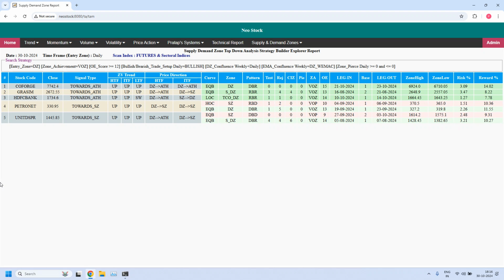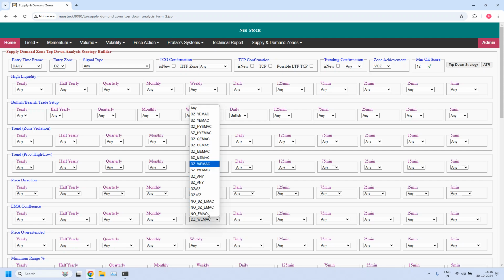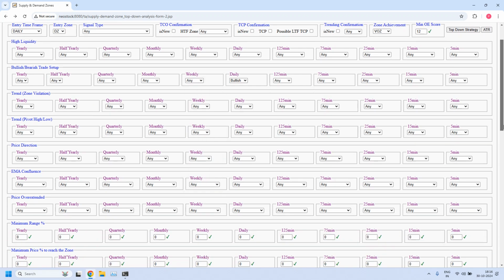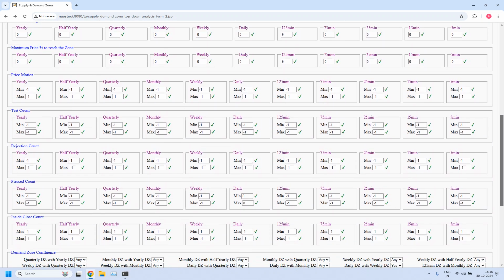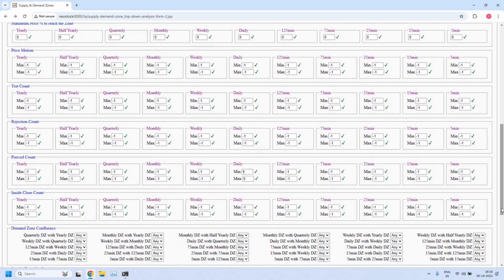Okay, next high probability setup, LTF, ITF, HTF confluence. So removing EMA filter, LTF, ITF, HTF. That means the daily zone should be part of weekly, and both daily and weekly demand zones together are part of the monthly demand zone. That is LTF, ITF, HTF confluence. 3 filters we should set. This is the first one already set.